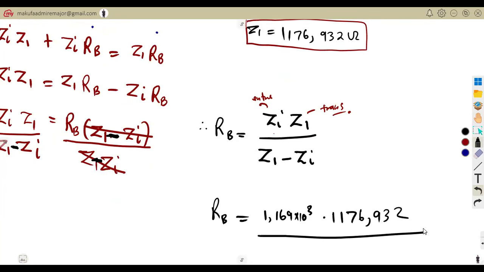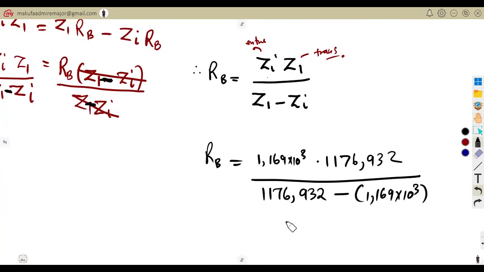1,176.932 over what? Z1, this one, as it is, minus Zi. So you're going to have 1,176.932 minus Zi, the one that we had of the entire stage. Remember that part. That's 1,169 times 10 to the exponent of 3. So with this, you're going to have the resistance that is across our base, which is the base resistance.